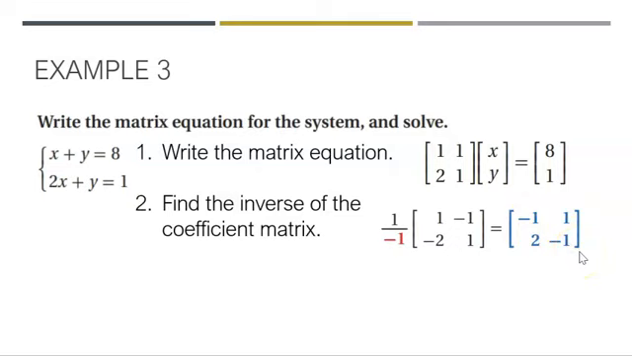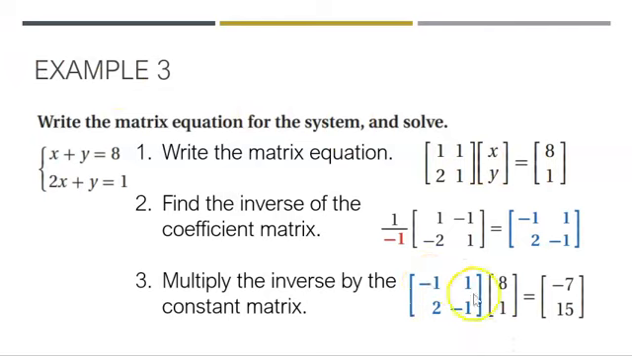Now, in order to find the final answer, I have to multiply the blue matrix with my constant matrix. And the order of that multiplication needs to be in the order that would work. This is a 2 by 2 times a 2 by 1. So this one comes first, and then this one. And then you just do the matrix multiplication. So I did negative 1 times 8 plus 1 times 1 to get negative 7. And then I did 2 times 8 plus negative 1 times 1 to get 15.